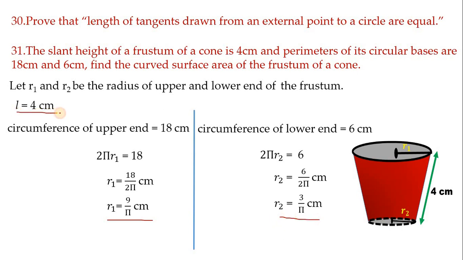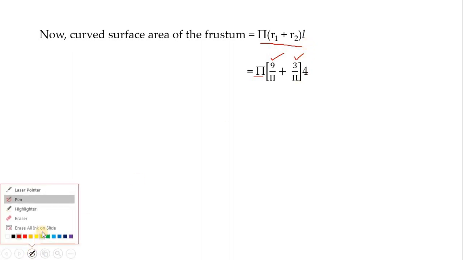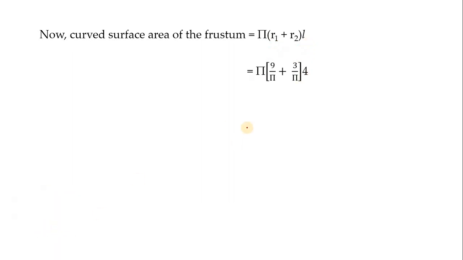And L value they have given. And now we can easily find CSA of the frustum. So let us write the formula first: pi into (R1 plus R2) into L. Substitute the values, children. Pi let it be as it is. R1 value is 9 by pi, plus R2 value is 3 by pi, and L value is 4. See why I said to keep R1 and R2 values in terms of pi itself. See here pi is there and here also pi is there. We can easily cancel these things.